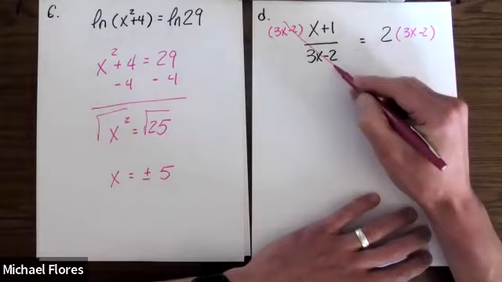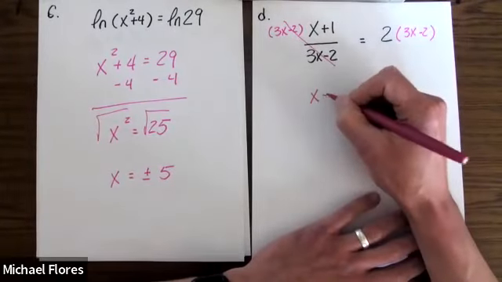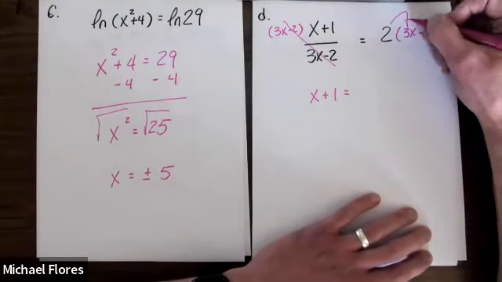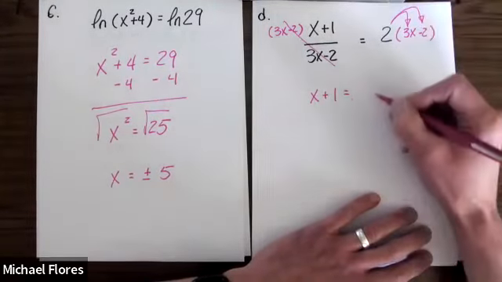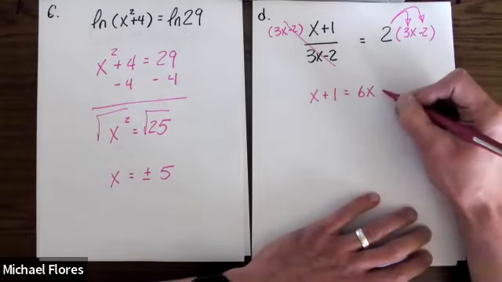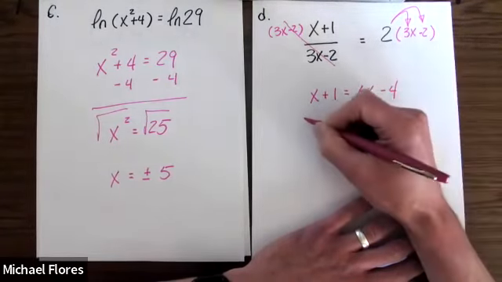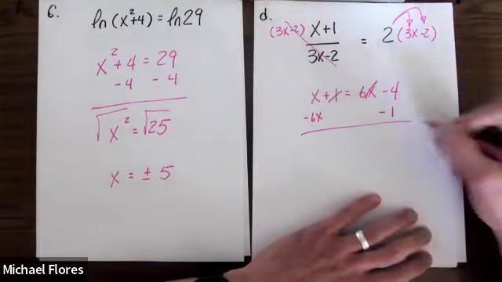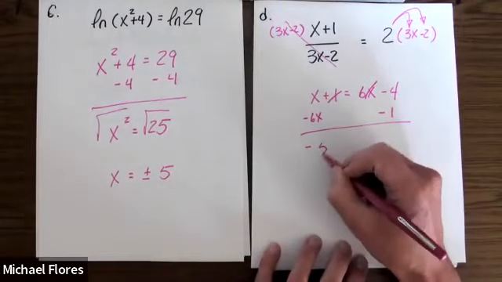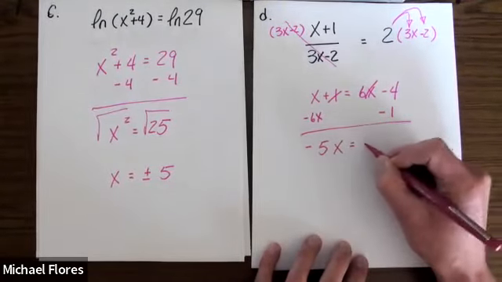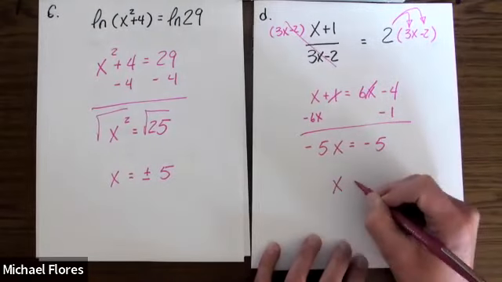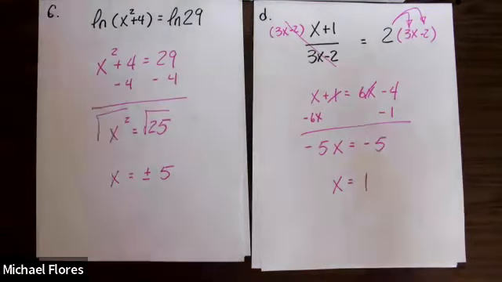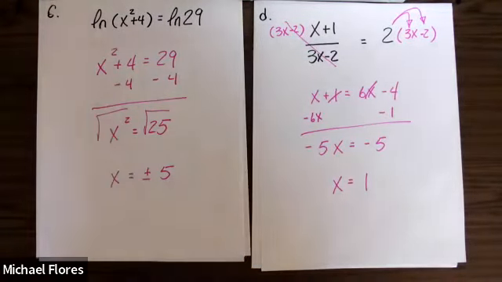When we do that, it's going to cancel out on the left side of the equal sign. Make sure and distribute that 2. Combine your like terms and solve. Solving equations. That's what we're doing.